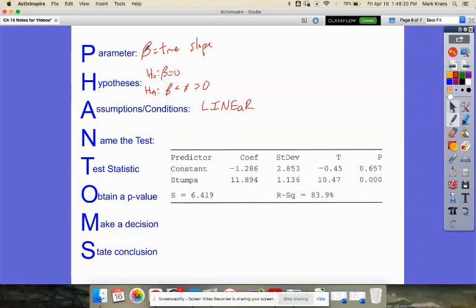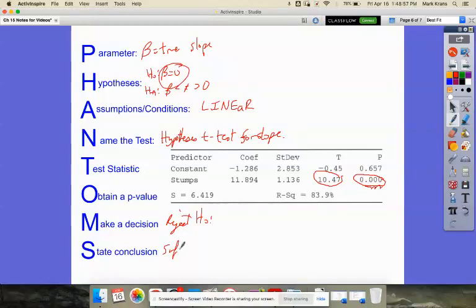Name the test. It is a test for slope. Okay, so it is a hypothesis test for slope. It's a t-test. Okay, our test statistic, remember, is right here. Our p-value will typically be handed to you on a silver platter. And then you see, wow, really small p-value. What decision should I make? Reject the null.